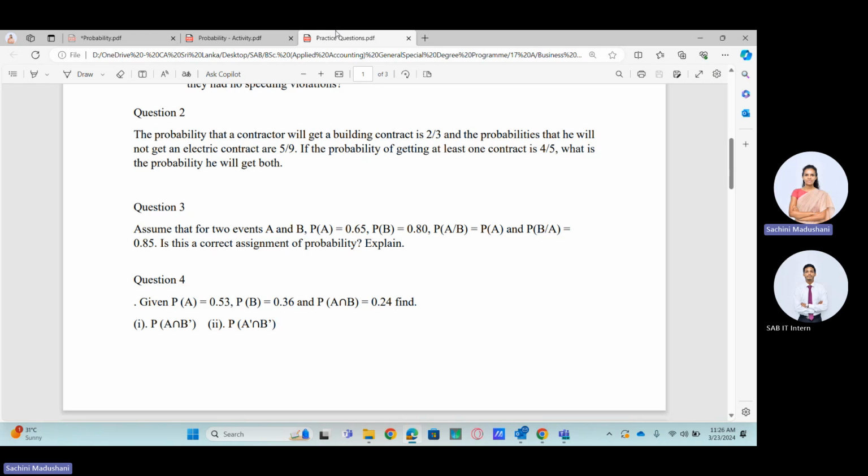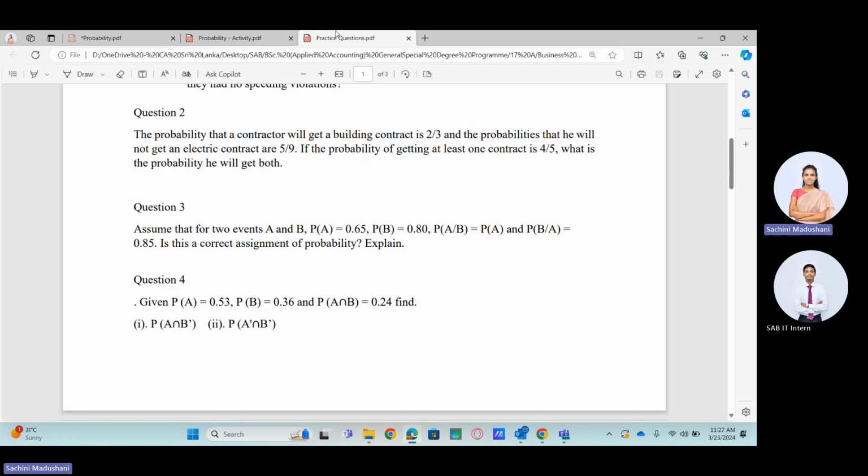But the other one says he will not get an electric contract is 5 over 9. He will not get it. Okay, but we want he will get an electric contract. What is the probability? 4 over 9. The question is given the complement of that event. Then 1 minus that event, we can get the value for the event.